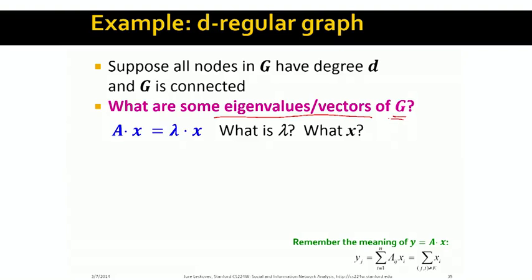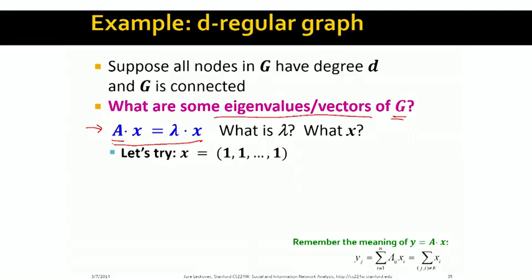So now we can start asking what are some eigenvalues and eigenvectors of this d-regular graph G. Here is our equation that we'd like to solve. A is our adjacency matrix, X will be our eigenvector, and lambda is the corresponding eigenvalue. All we are asking is, what are some solutions to this matrix equation where A is given while we want to find lambda and X?